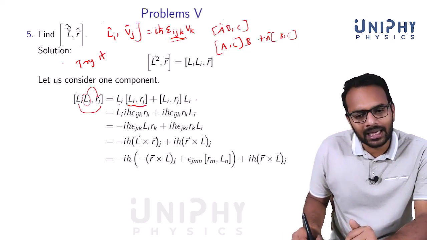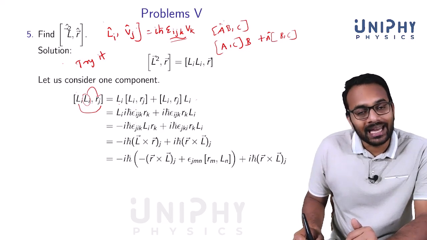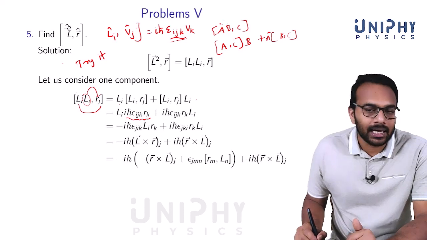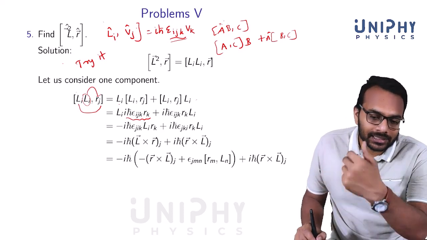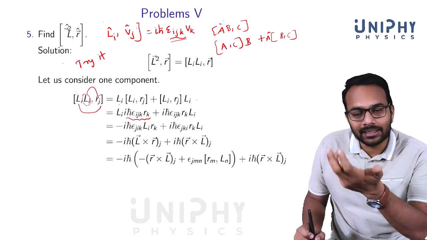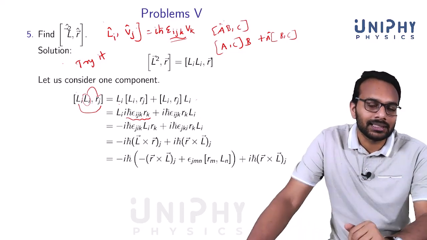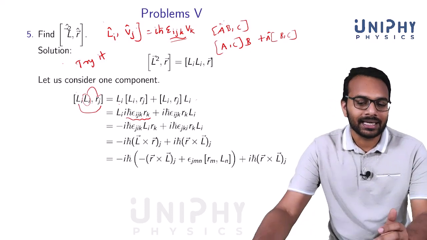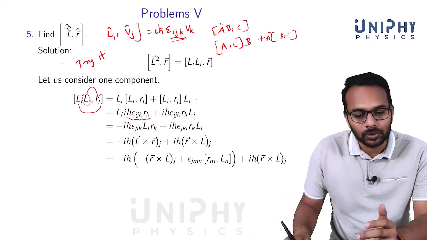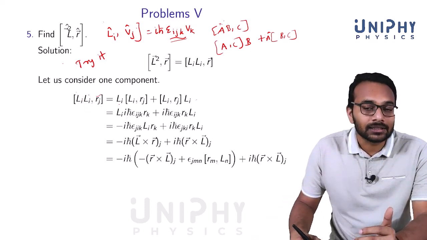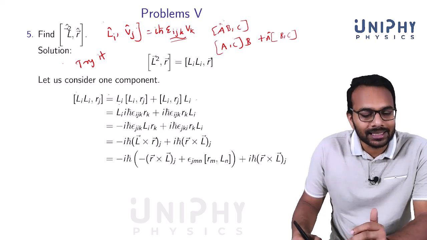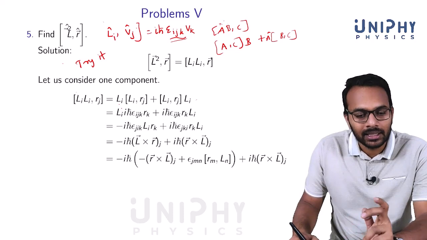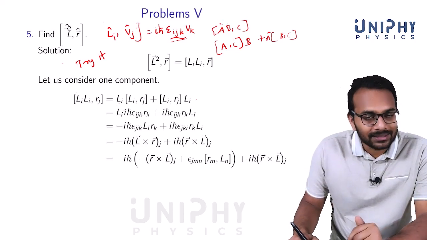Now we know Li with Rj. It's iħ epsilon ijk Rk. We did not actually prove any of this, but we directly took it from the Poisson brackets that we are familiar with. We know how to convert the Poisson bracket to the corresponding commutator, so we can take that result directly. It's a good thing to have this connection in your mind. It makes things simpler, I guess.